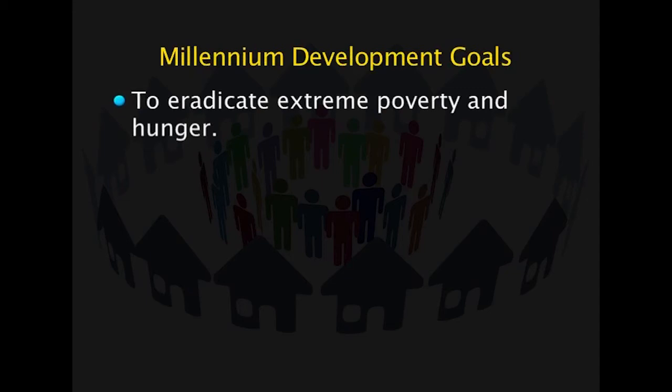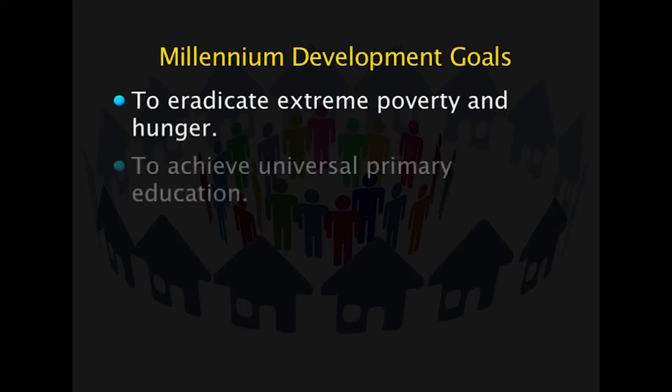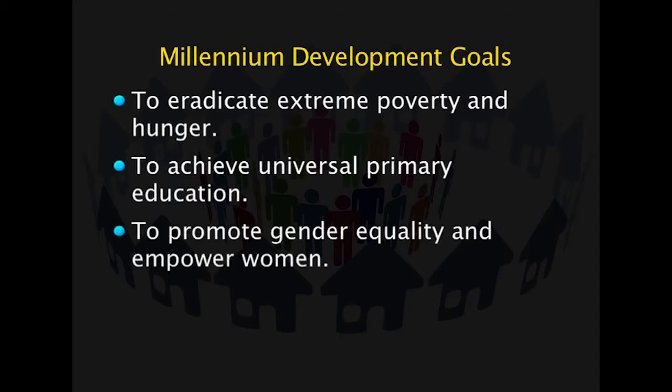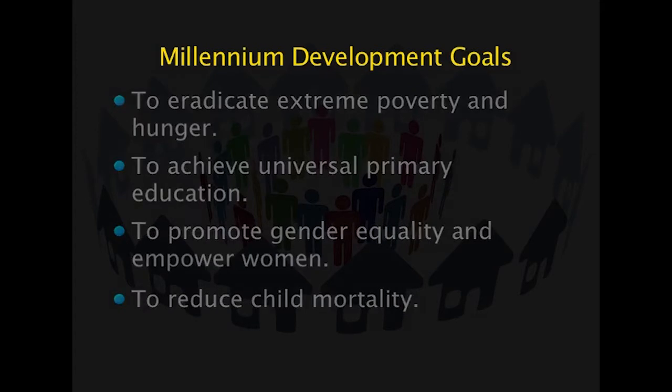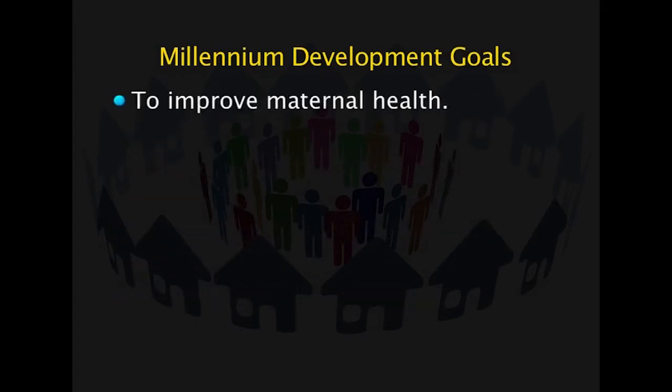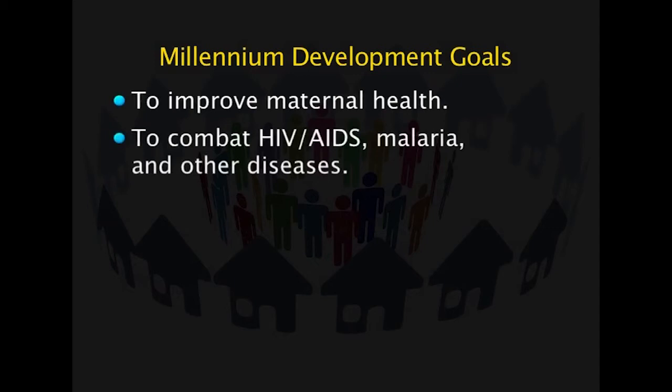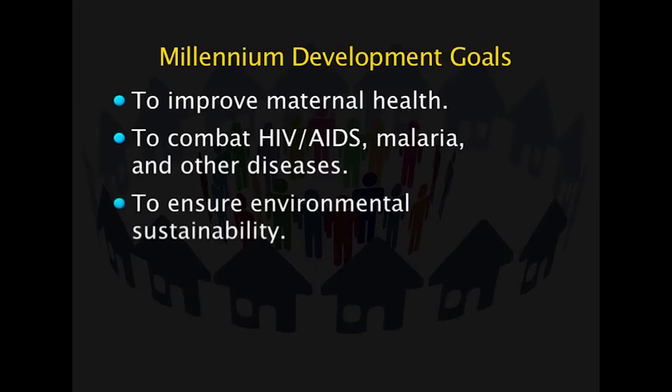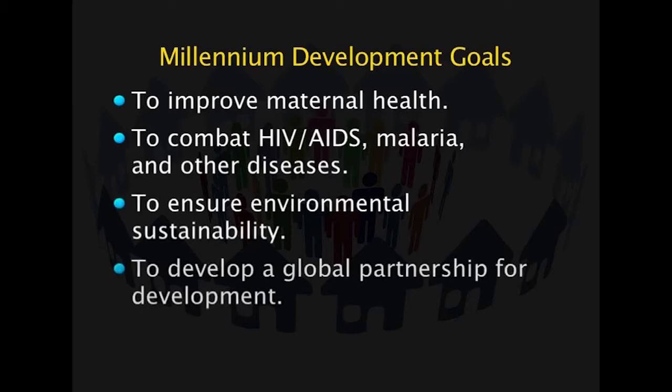First one is to eradicate extreme poverty and hunger. Second one is to achieve universal primary education. Third, to promote gender equality and empower women. Fourth, to reduce child mortality. Fifth, to improve maternal health. Sixth, to combat HIV/AIDS, malaria and other diseases. Seventh, to ensure environmental sustainability. Eighth, to develop a global partnership for development.